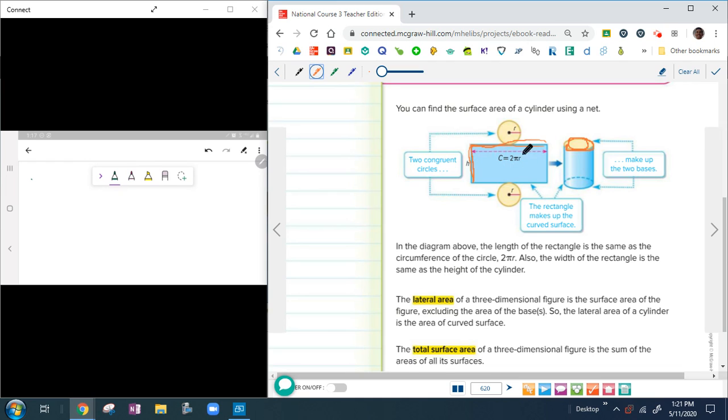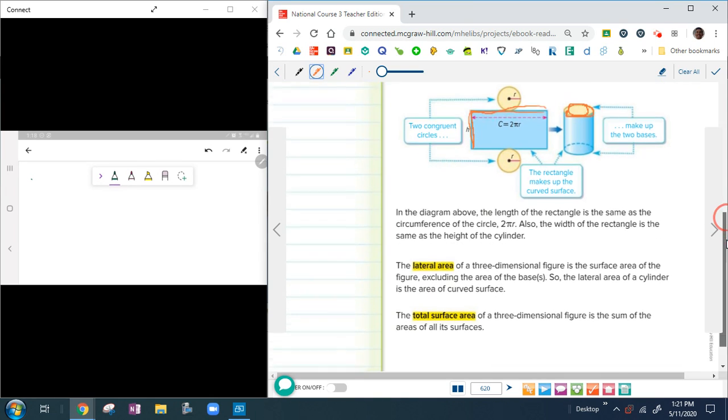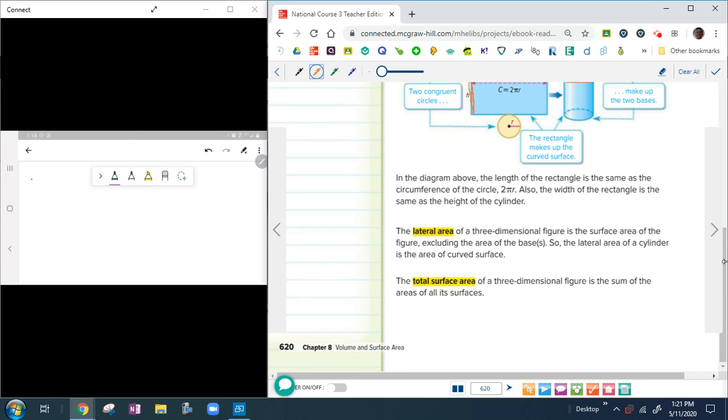So total, we have the area of the two circles, 2 pi r squared, and then you have the area of this rectangle, which becomes 2 pi r times the height. All right, so that's how the formula was derived. That's where it comes from.